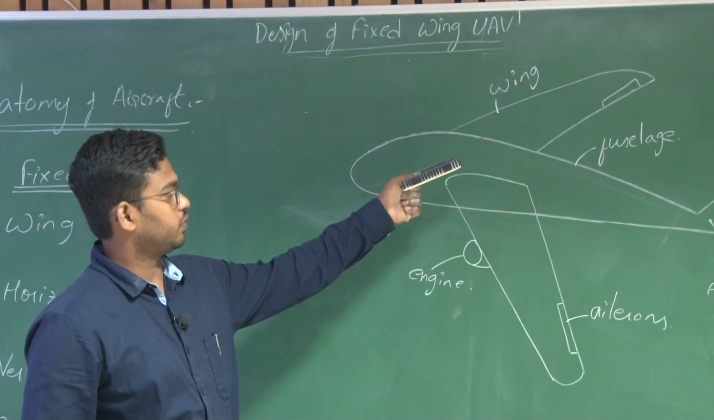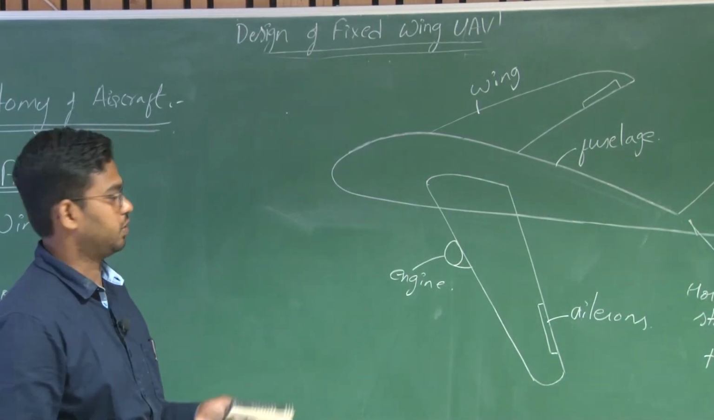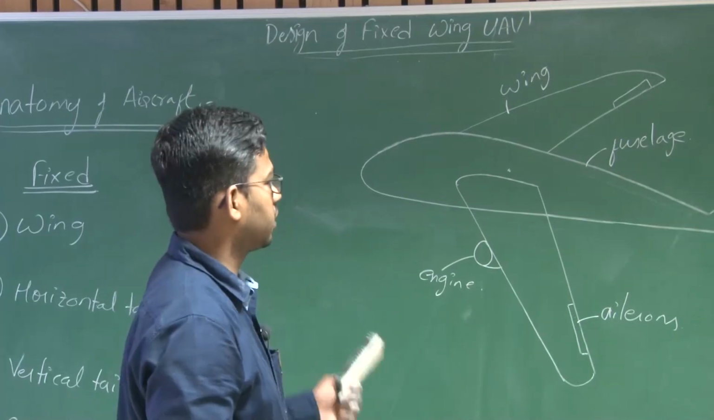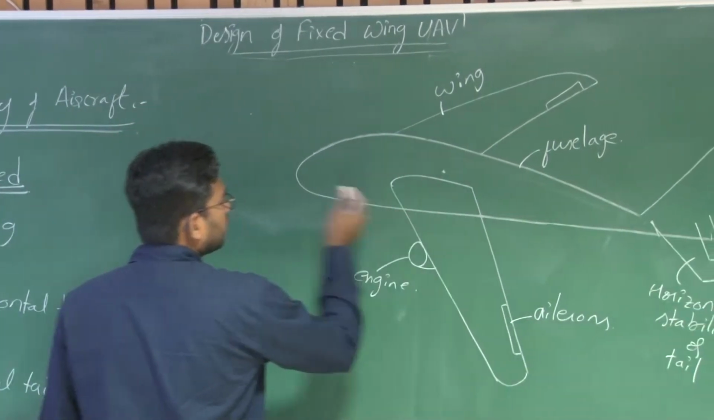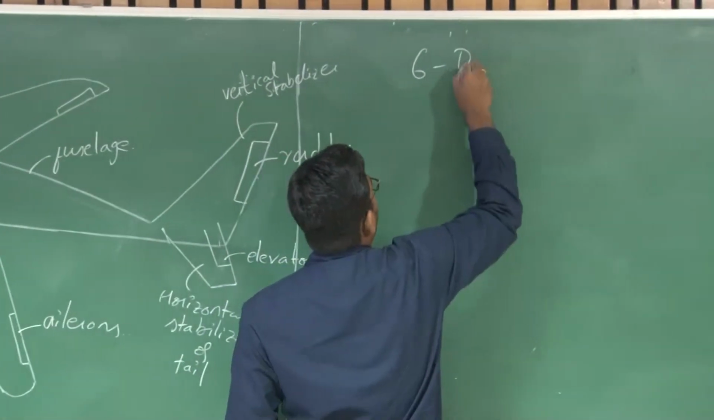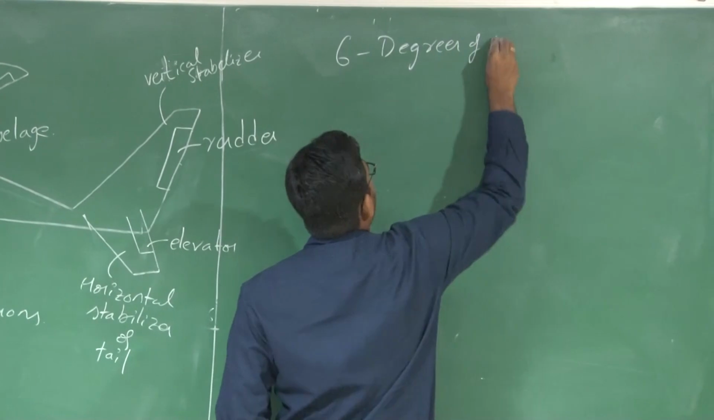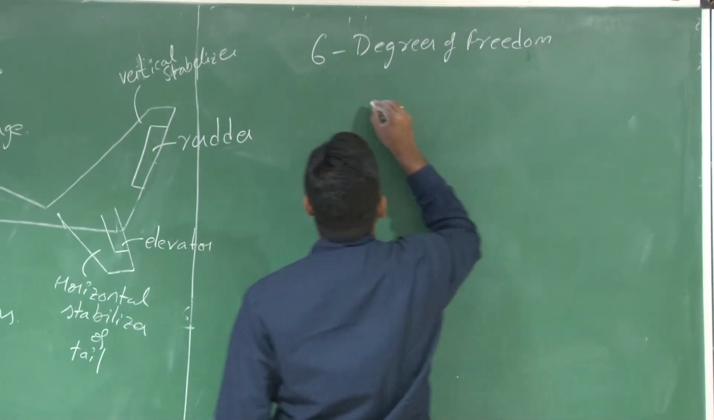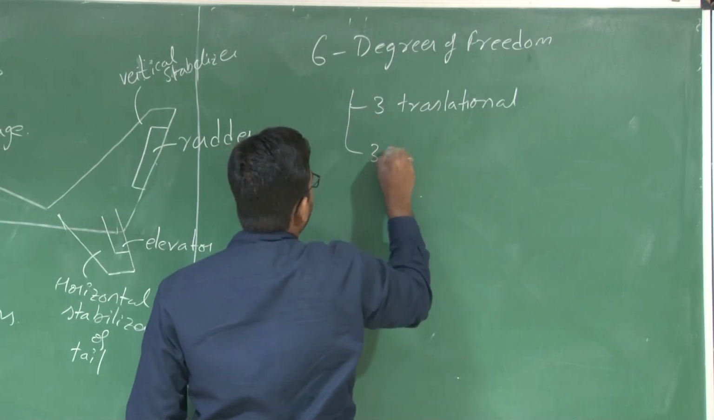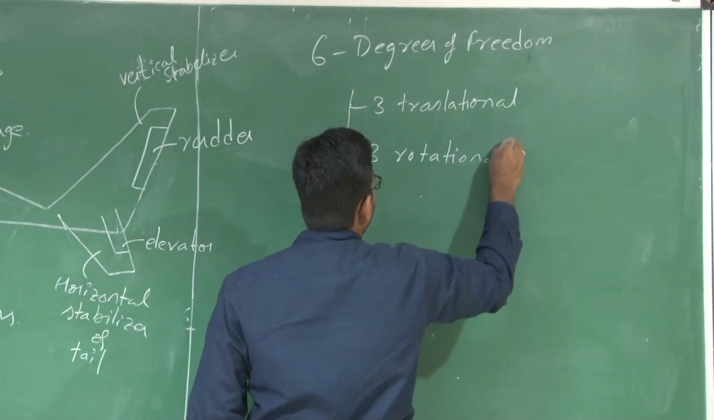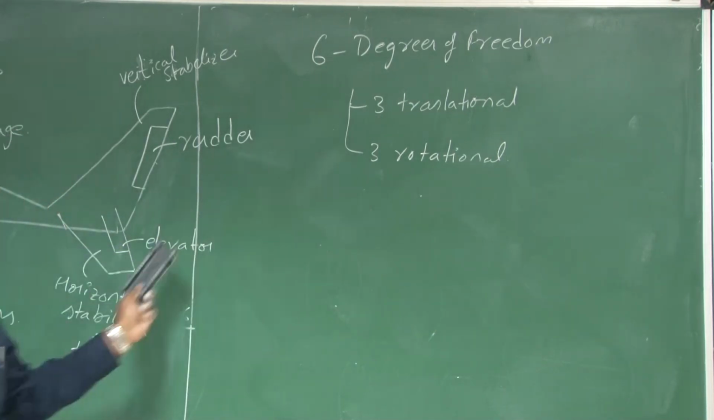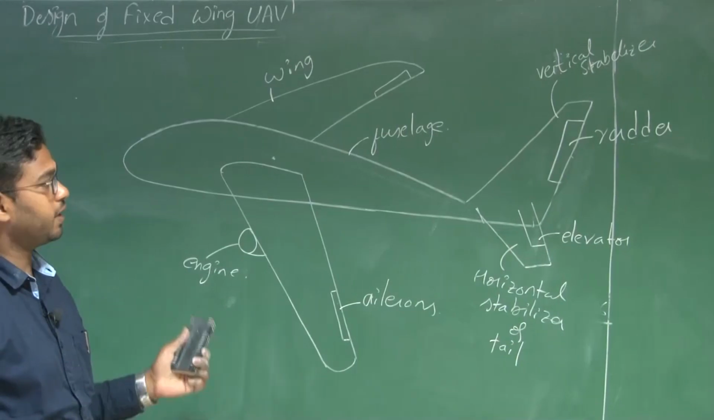We need to mention the various motions that are possible with an aircraft. It's worth mentioning here that the aircraft, considered as a rigid body, has 6 degrees of freedom in space. It can translate, and it can rotate. In total, 3 translational and 3 rotational degrees of freedom. The rotation, or orientation, of this aircraft can be controlled by these control surfaces.